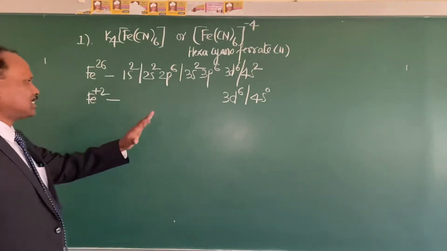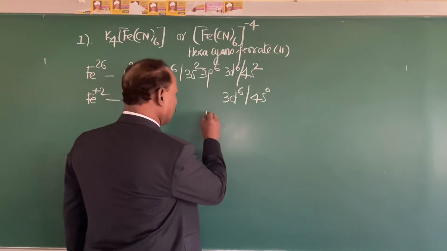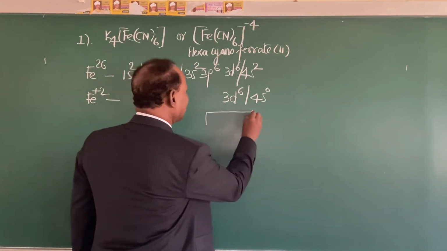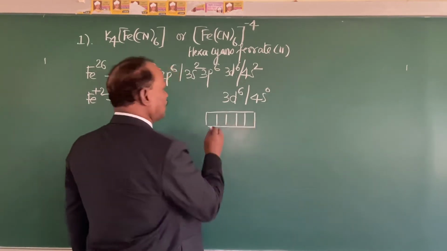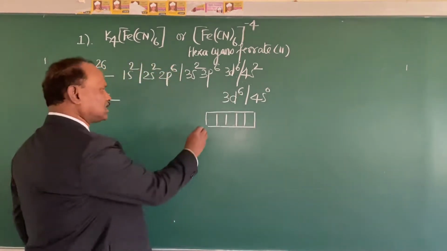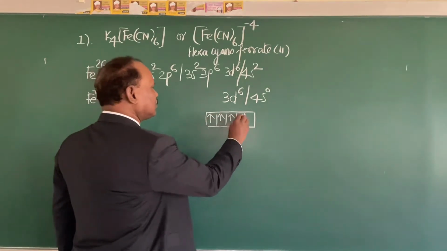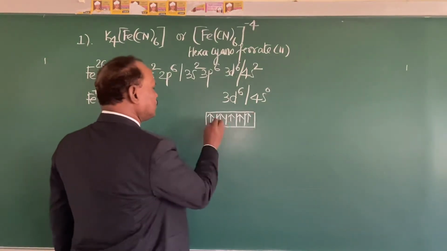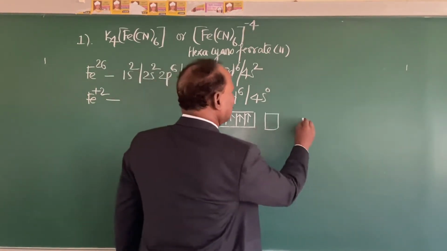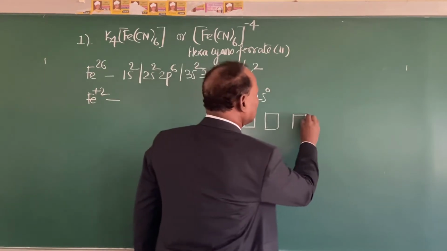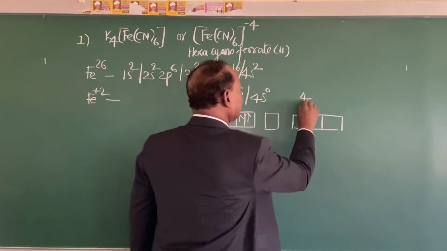Now I will write this electronic configuration in terms of Hund's rule, or it is also called the box rule. So there are 6 electrons. I will fill them 1, 2, 3, 4, 5, 6. 4s is empty. And I will also write 4p there. This is also empty.